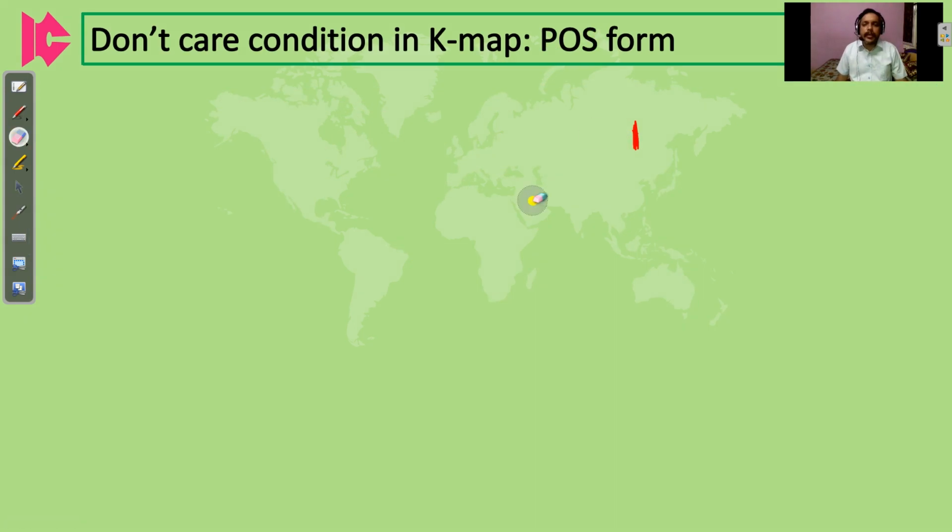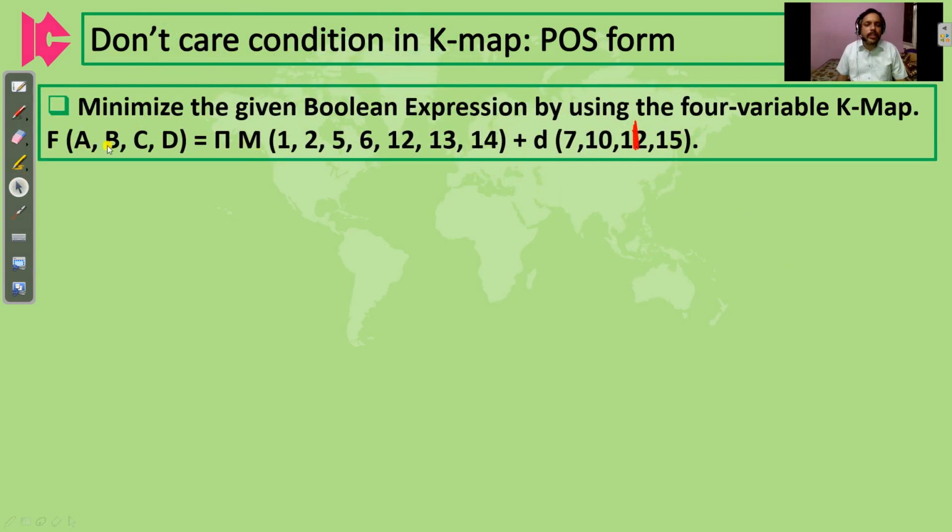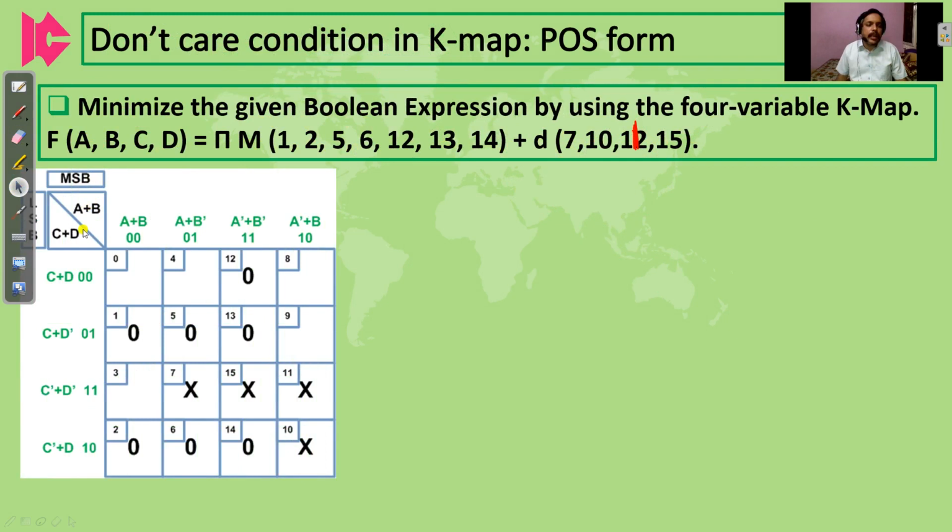In the next example, we'll write the same expression in POS form, but here the max terms are mentioned. So 1, 2, 5, 6, 12, 13, 14 as max terms, and 7, 10, 11 and 15 are the don't care conditions. So in the POS it is A plus B, A plus B dash, A dash plus B dash, A dash plus B on this side, with 0, 0, 0, 1, 1, 1, 1, 0, and C plus D, C plus D dash, C dash plus D dash, C dash plus D.